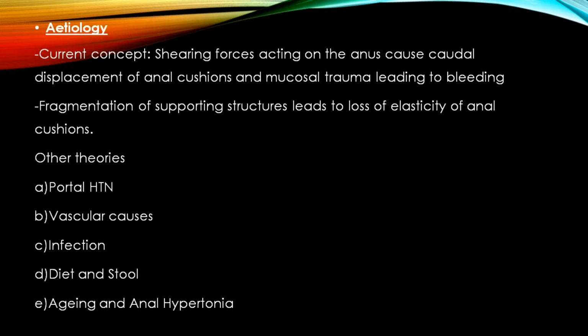Next theory is aging. What happens due to old age? The supporting structures for the anal cushion, as I have told you, contain collagen. The collagen will be fragmented and disorganized in aged people. So they are more prone to prolapse of the anal cushions and thereby bleeding. Next theory is anal hypertonia.